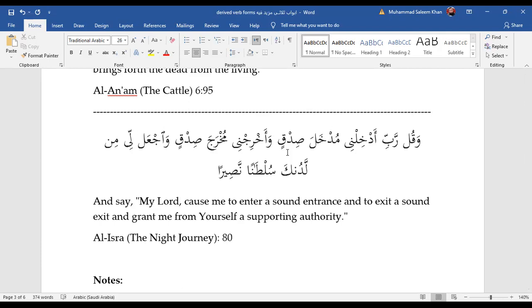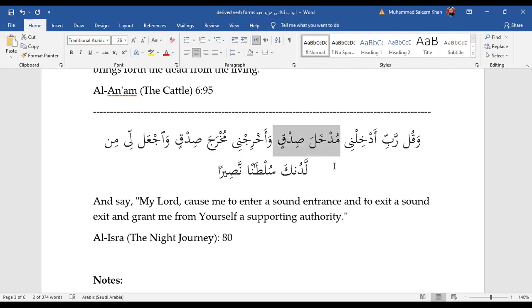So it's like the place, sound place. Mudkhala sidqin. So what is this construction, by the way? It is mudaf ilayh. That's right. At the same time, it is maf'ul bihi.